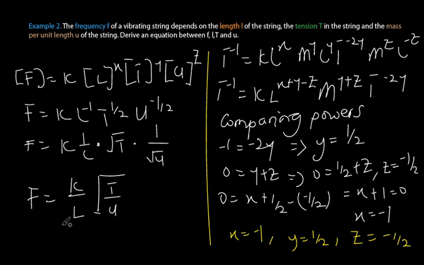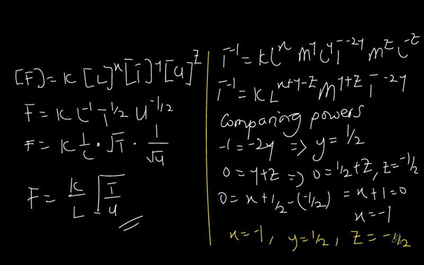So it means the frequency over here is inversely proportional to the length, directly proportional to the root of the tension, and inversely proportional to the root of the what? Mass per unit length. So this is how we use dimensional equation or dimensional analysis to find the relationship between quantities. Okay, now I hope we are all on the same page over here and we've gotten our answer if you are following along.